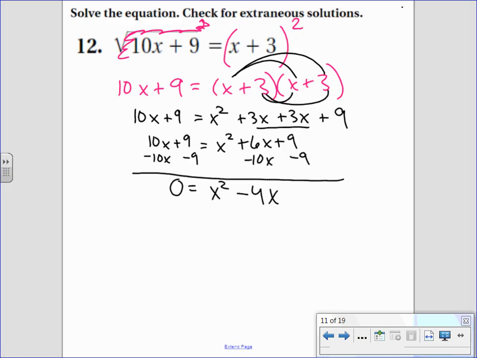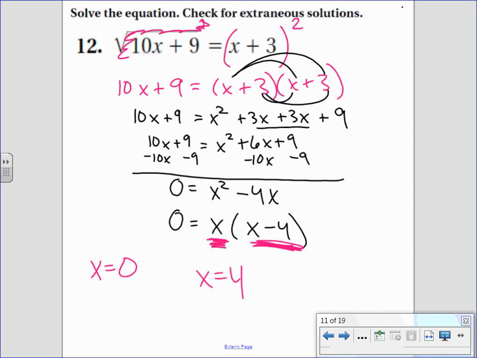Okay, so to solve this, it's going to be pretty easy. We can just do a common monomial factoring and pull an x out front, leaving me with an x minus 4. So to finish solving, we'll use the zero product property. We basically have two things being multiplied together to give us 0, which means either this equals 0 or this equals 0. For this first one to be 0, x would be 0. For the second one to be 0, x would be 4. Because if I put a 4 in for x, 4 minus 4 would be 0.